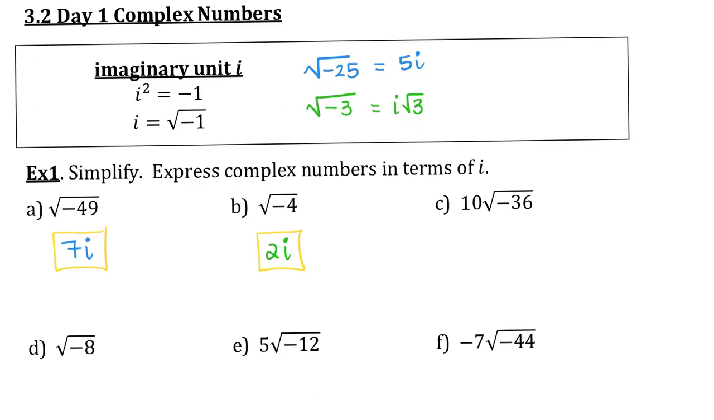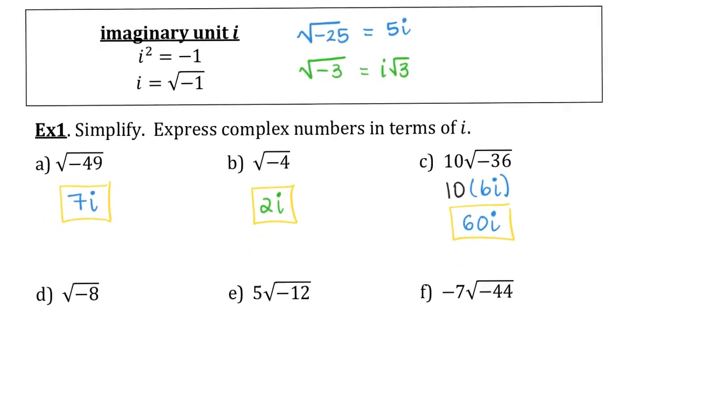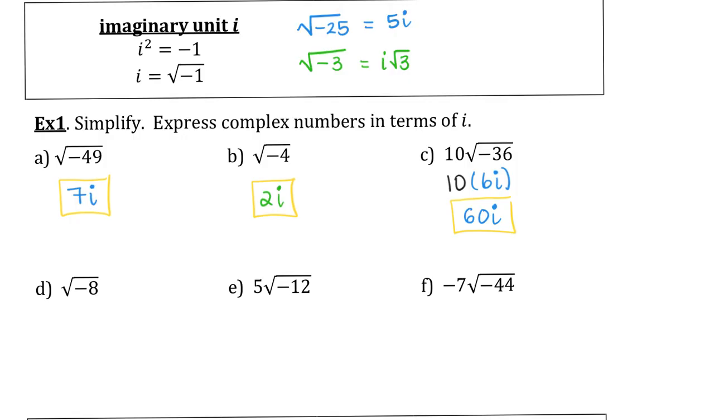How about 10 times the square root of -36? The square root of -36 is 6i. We can multiply this: 10 times 6i is 60i. When we're doing arithmetic, we treat i kind of like a variable, but it's a special variable. Now for D, the square root of -8. The square root of 8 is irrational. This is going to be some kind of imaginary answer.